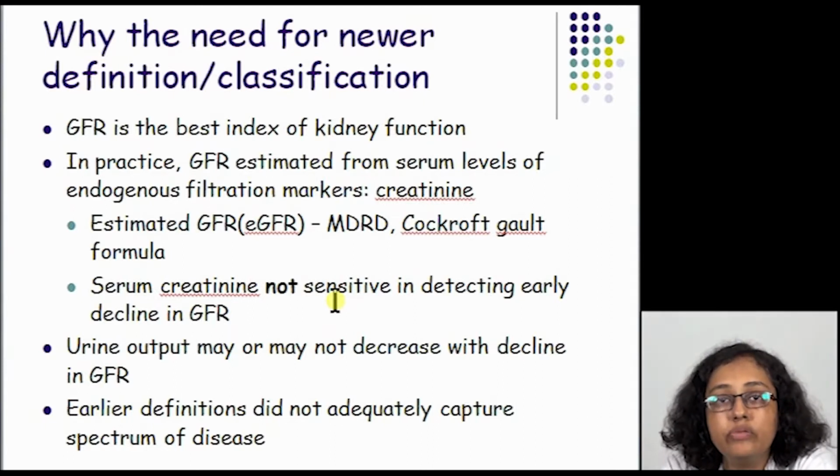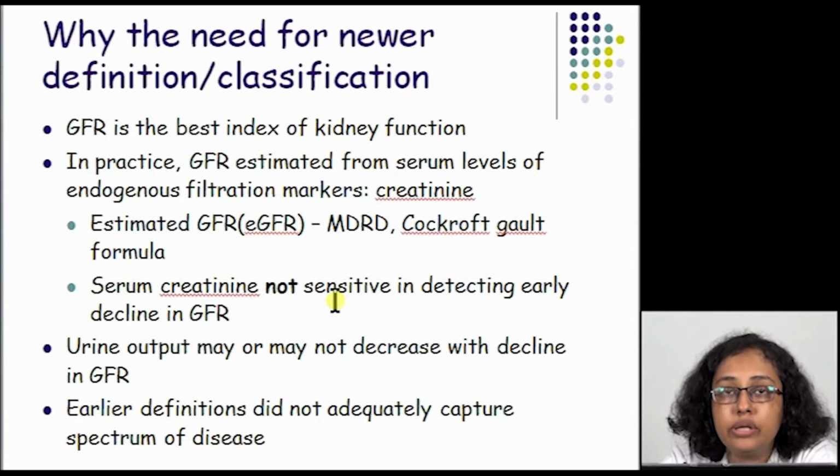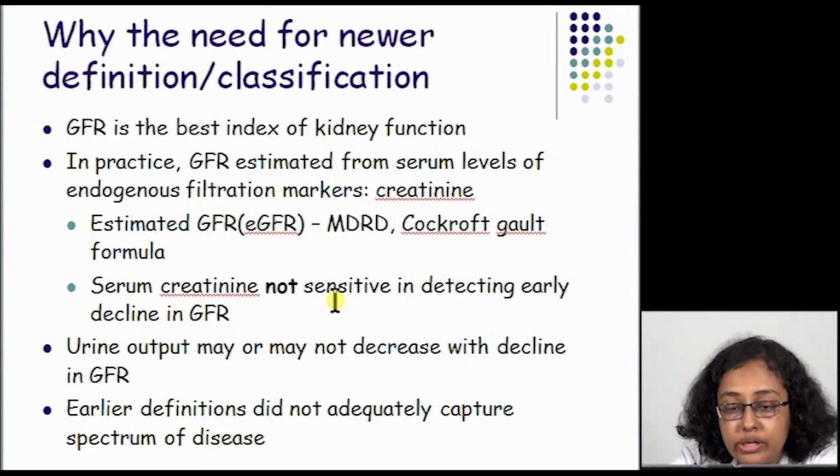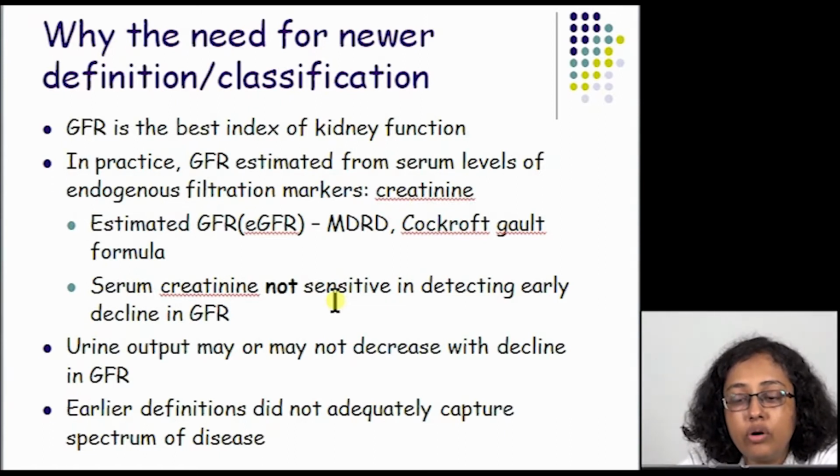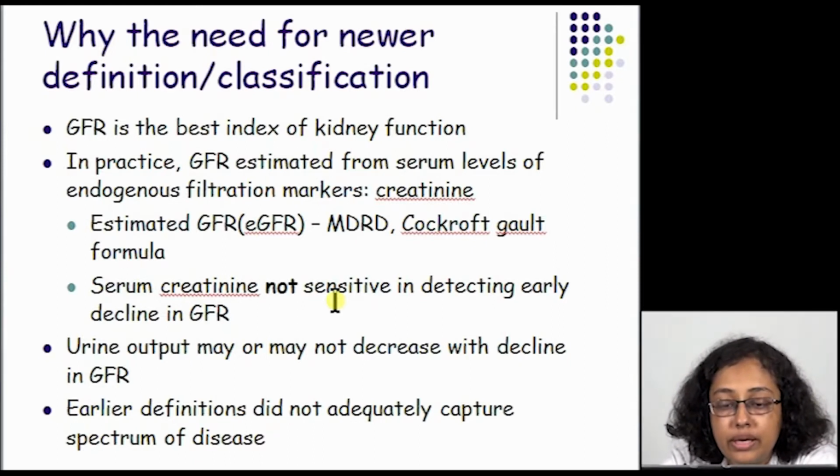Now the GFR, or the glomerular filtration rate, as you know, is the volume of plasma which is filtered by the kidneys in unit time. Actually measuring the GFR is cumbersome and not practical in bedside practice. So, what is routinely done is we measure the levels of endogenous filtration markers like serum creatinine, and we calculate the GFR using the serum creatinine and other parameters like age, gender and race, which is known as the estimated GFR. Various formulas like the MDRD formula and the Cockcroft-Gault formula are routinely used for estimating the GFR based on the serum creatinine.